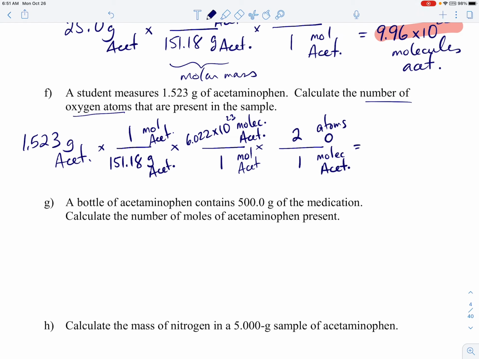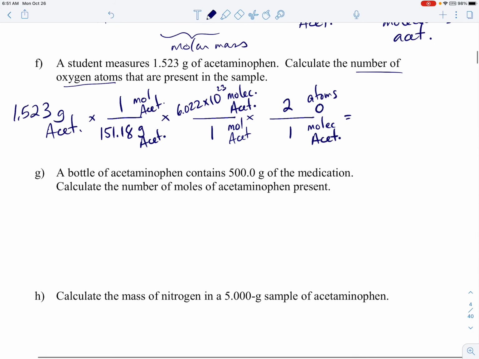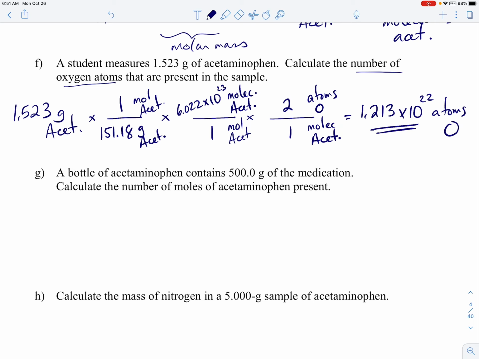So now we have everything we need. We're going to keep 4 significant digits in the answer, and we're expecting a huge number, and sure enough it will be 1.213 times 10 to the power of 22 atoms of oxygen are in that sample.